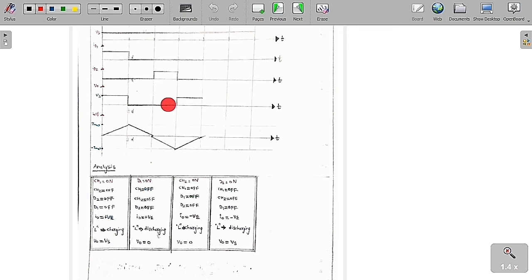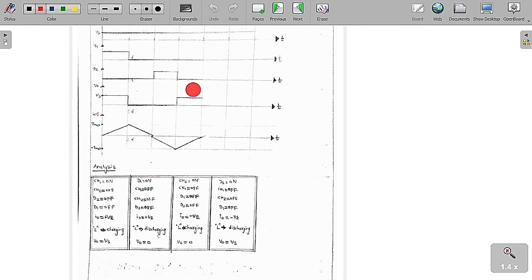Therefore the current in the inductor will be in the negative direction. It is going to charge in the negative direction, so the inductor will be charging in the reverse direction. Now in the last case, diode D2 is on. Chopper 1 is off, chopper 2 is off, D1 is off, and only D2 is on.